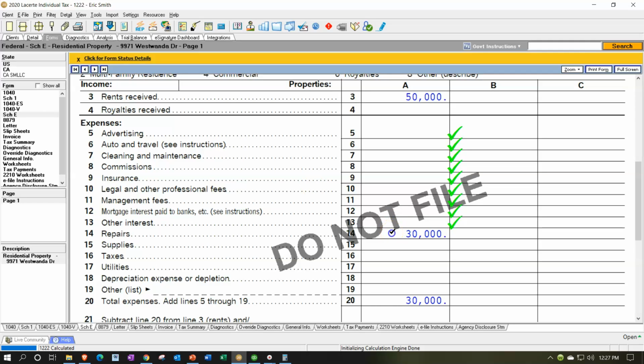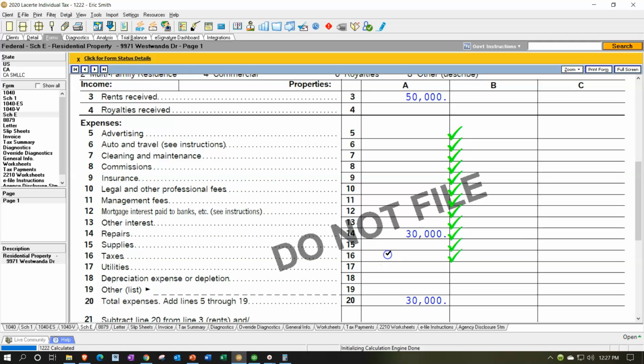Other interests, similar. Repairs, if you had the repairs on the business property itself, meaning on the rental property, then you can allocate it all to Schedule E. If the repairs were on the house in general, benefiting the entire property, then of course you would have to be allocating out between the two on that type of situation.